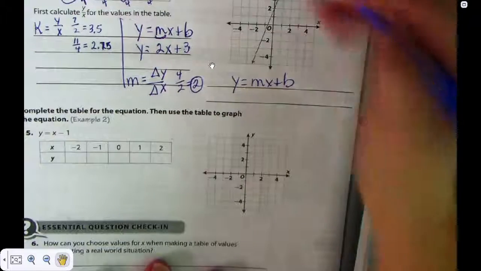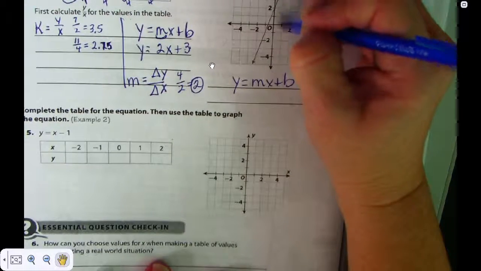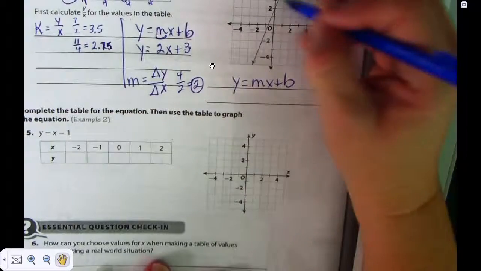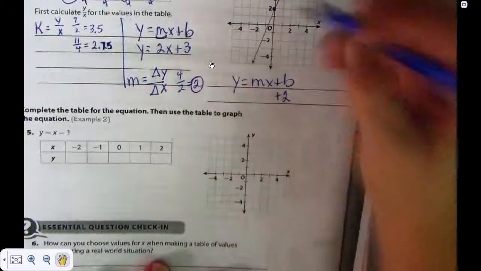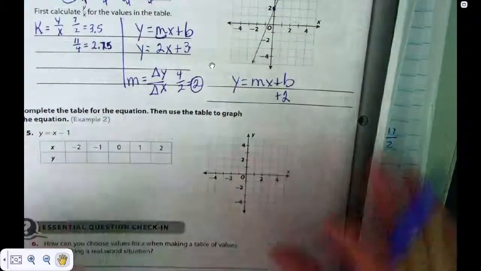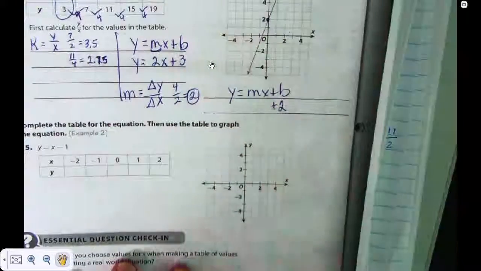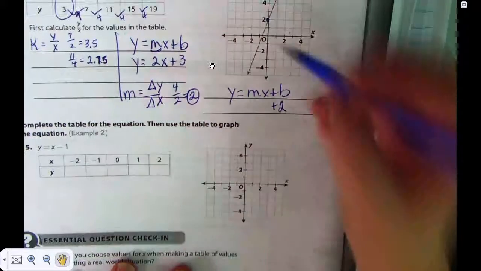Do I already know what the y-intercept is? What's the y-intercept? 2. So plus 2. Correct? Does everybody see how we got plus 2? Plus 2.